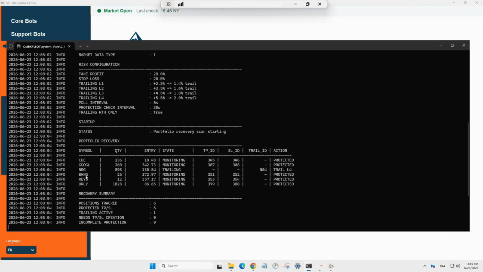Before the end of the session, we will check the risk bot again. The goal is to confirm that the open positions are still detected, monitored, and protected. The summary shows the current protection status, including the position managed by the trailing stop logic.